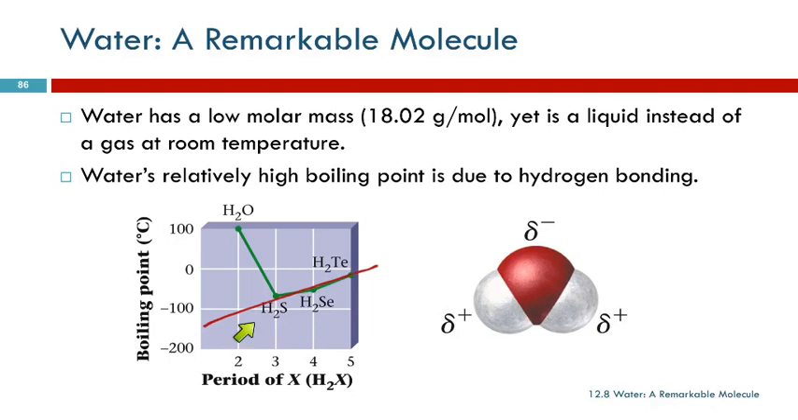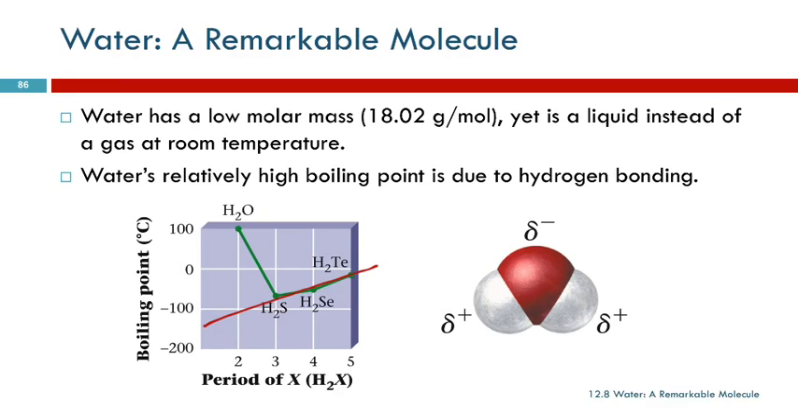We would expect water, oxygen with hydrogen, to follow a similar trend and have a boiling point down here somewhere, about minus 100. But it doesn't. Its boiling point is way up here. And the reason for that is because of hydrogen bonding, that strong intermolecular force.